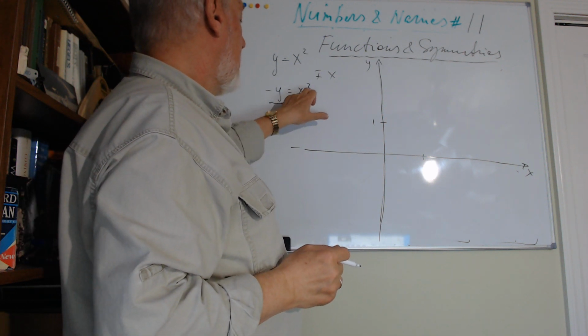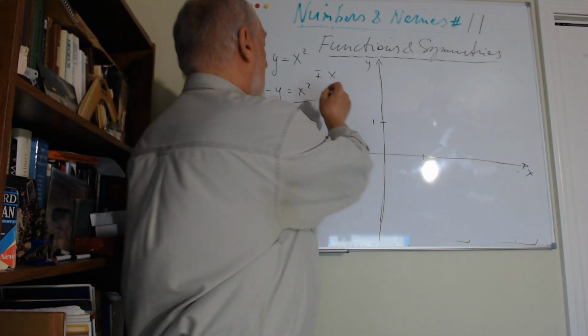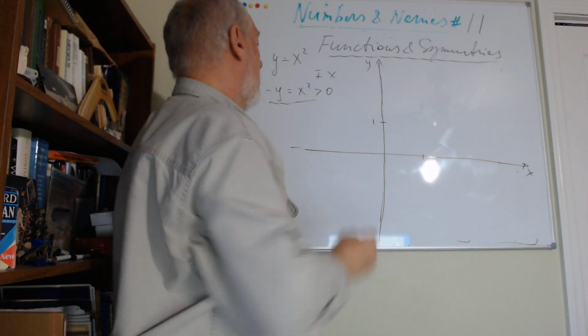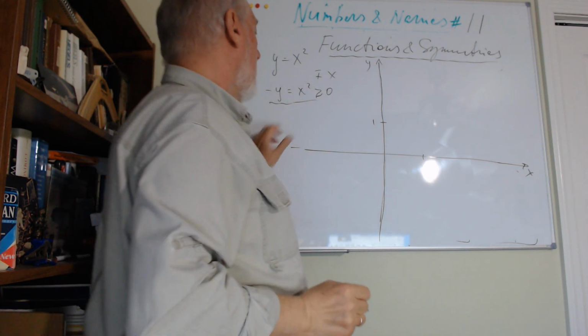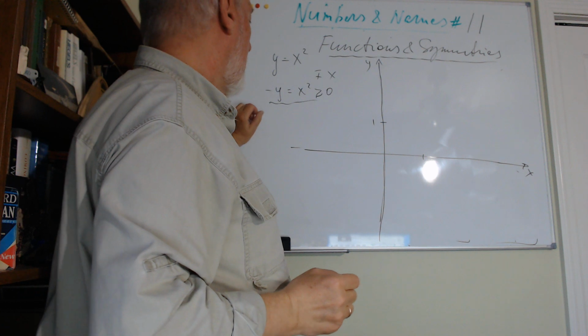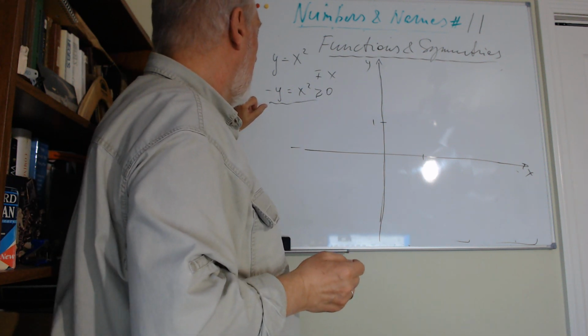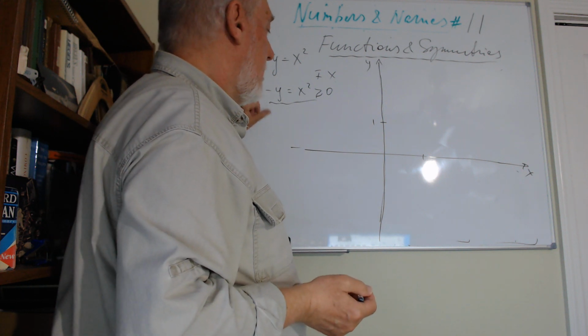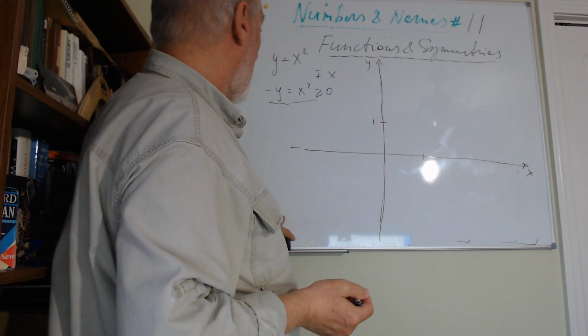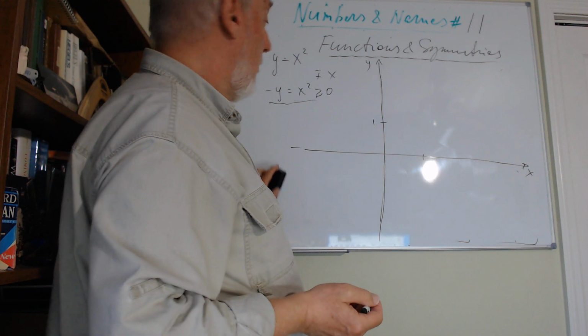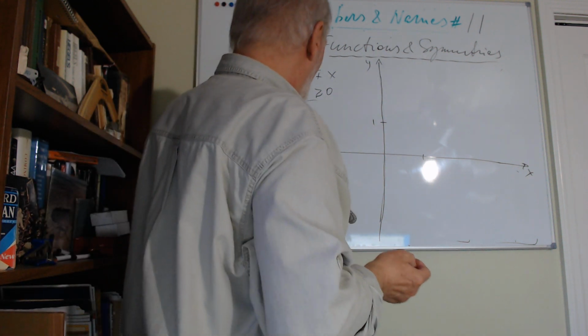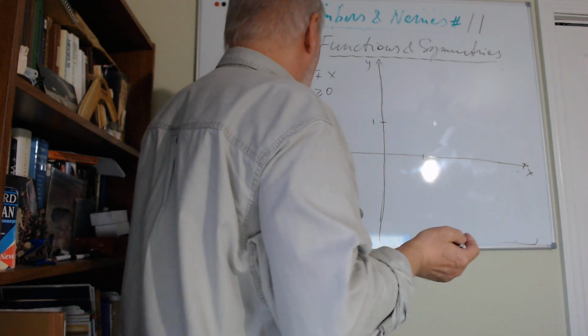X squared is always more than or equal to 0. It cannot be negative. And minus y easily can be, right? So there is no symmetry against x. That's how you look into it. So this is not good for us.